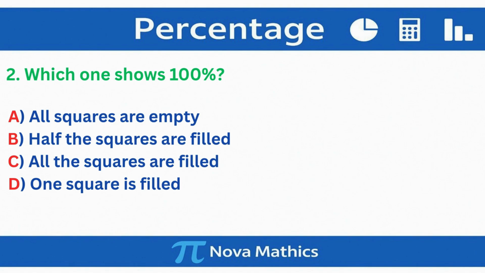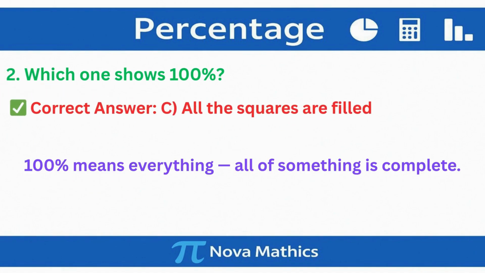2. Which one shows 100%? Correct answer is all the squares are filled. 100% means all of it. Everything is full.